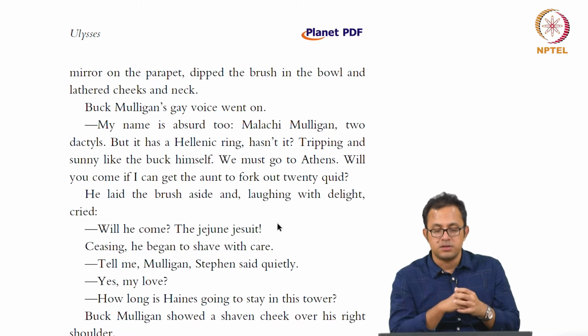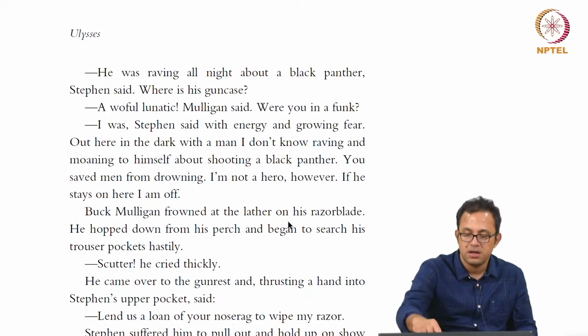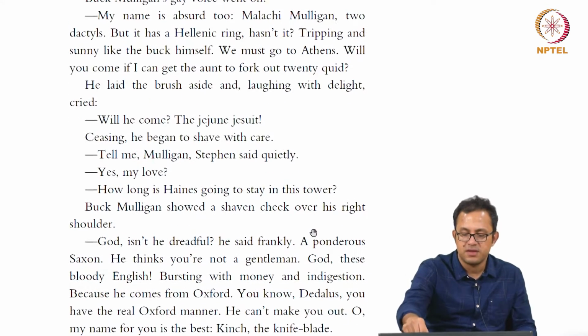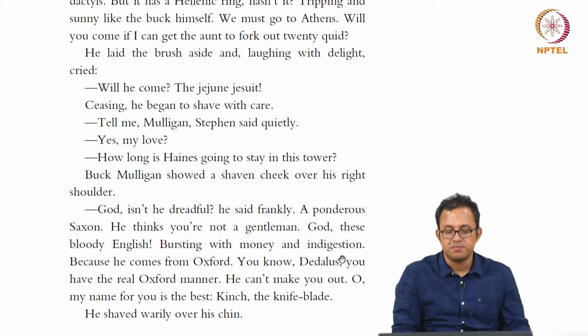Will he come? The Jesuit, seizing and began to shave with care. "Tell me, Mulligan," Stephen said quietly. "Yes, my love." How long was Haines going to stay in this tower? Buck Mulligan showed a shaven cheek over his right shoulder. "God, isn't it dreadful," he said frankly, "a ponderous Saxon. He thinks you're not a gentleman. God, he's bloody English, bursting with money and indigestion, because he comes from Oxford, you know. Dedalus, you have the real Oxford manner. He can't make you out. Oh, my name for you is the best, Kinch, the knife blade." He shaved warily over his chin.